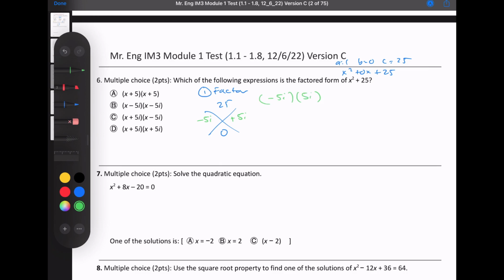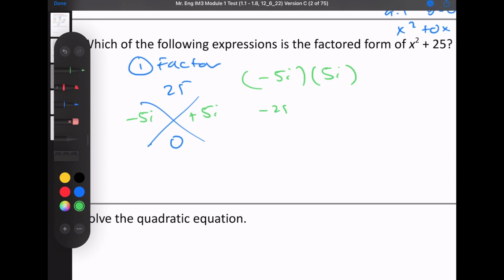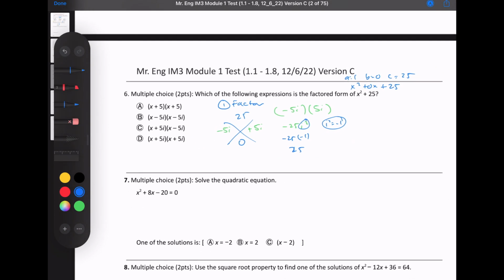Because if you multiply those two, you will get negative 25i squared, and i squared is equal to negative 1. So that will give you a positive 25. So that would be choice C. You'll notice that you are basically just putting in here in red negative 5i and positive 5i. Well, let me take that back.